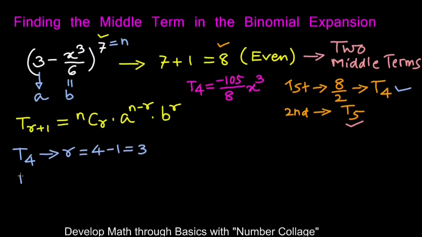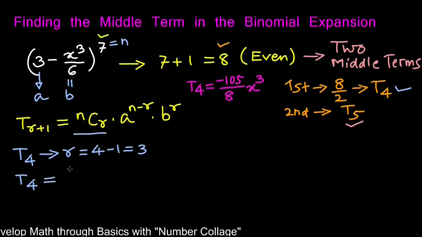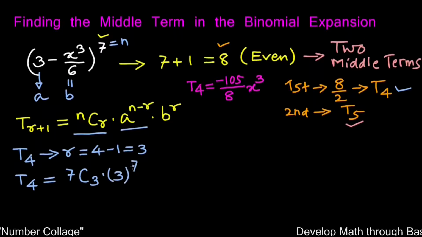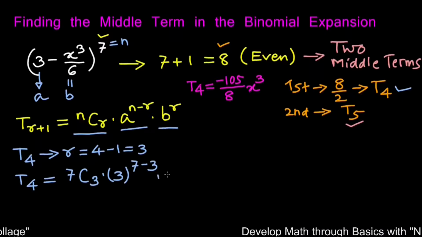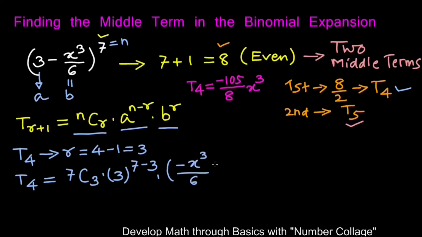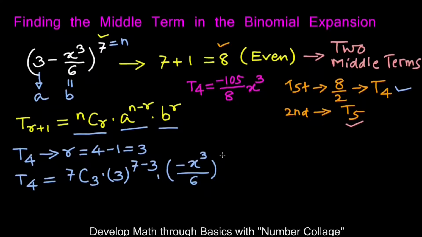So therefore T4 equals nCr, which will be 7C3 multiplied by a raised to n minus r, that is 3 raised to 7 minus 3, multiplied by b raised to r, that will be (minus x cube upon 6) raised to r, which is 3.